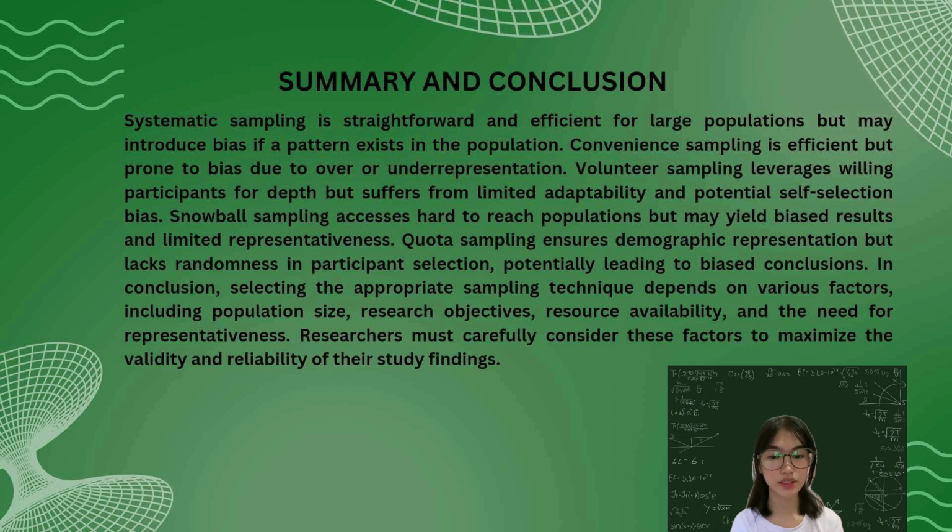Convenience sampling is efficient but prone to bias due to over or underrepresentation. Volunteer sampling leverages willing participants for depth but suffers from limited adaptability and potential self-selection bias. Snowball sampling accesses hard-to-reach populations but may yield biased results and limited representativeness. Quota sampling ensures demographic representation but lacks randomness in participant selection, potentially leading to biased conclusions.